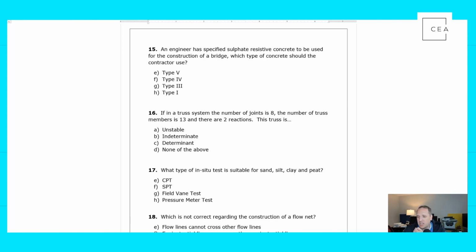This is a great structural question, and you have to know how to determine if in a truss system you have an indeterminate structure, a determinate structure, or if it's unstable.